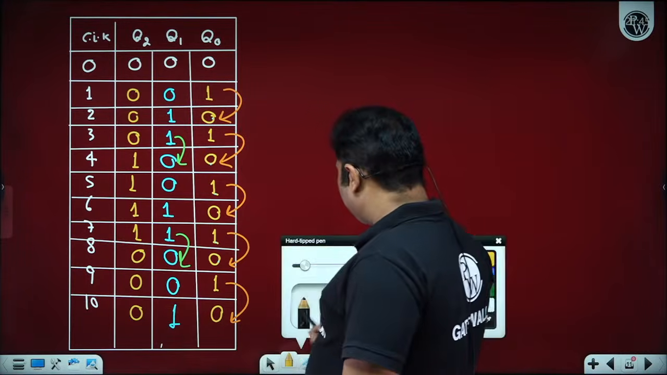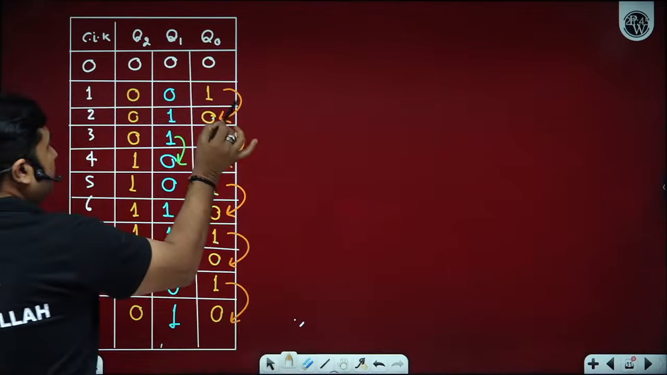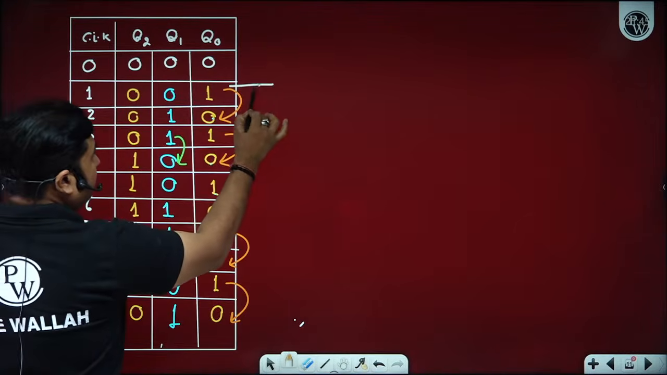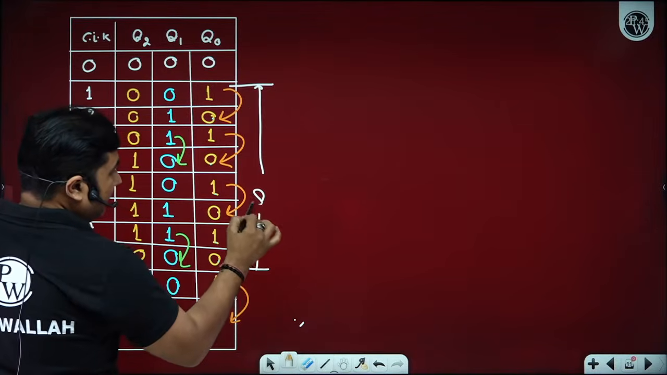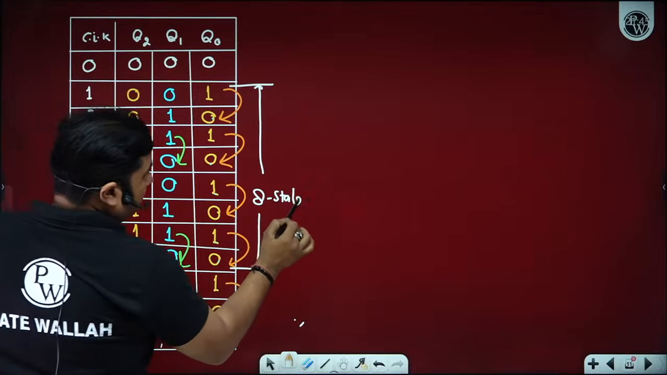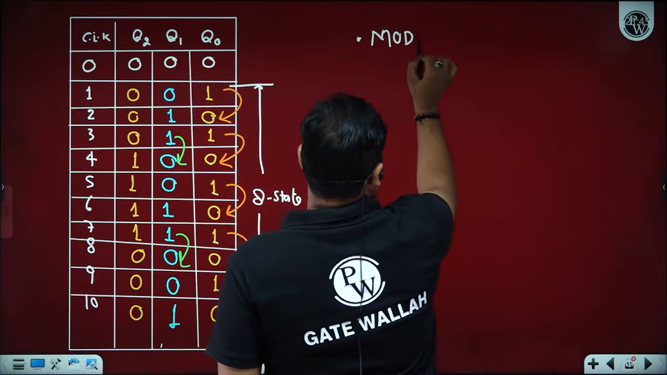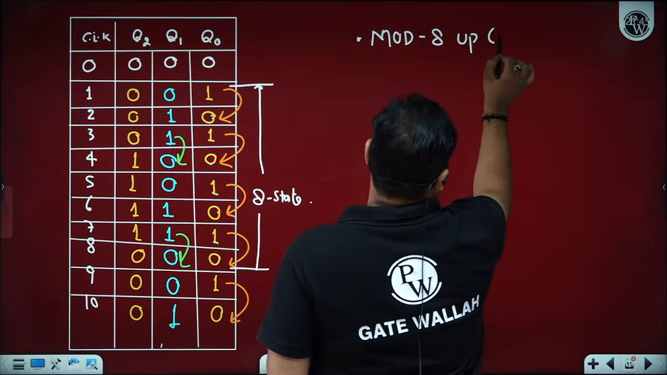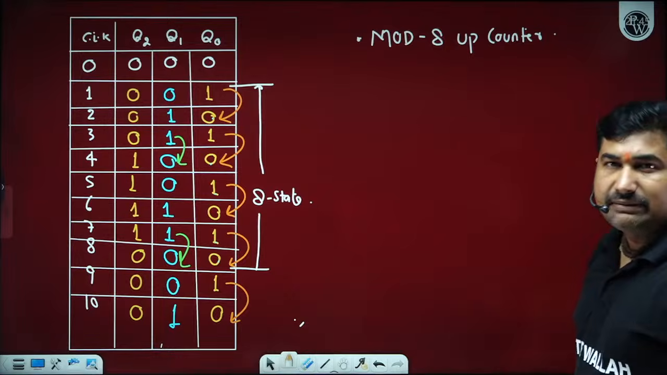How many different states are there? The total number of different states, we always count the state after applying the clock pulse. So how many different states? We have 8 different states. So this is your mod 8 up counter. How many of you are able to understand, beta ji?